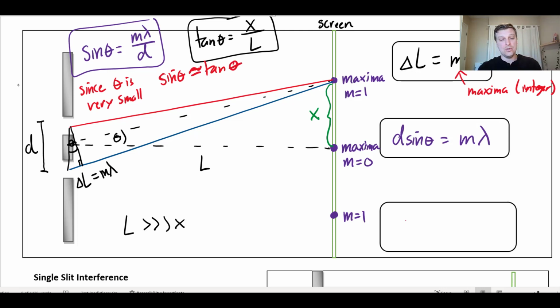So I can set these two things equal to each other and solve for x, and say x equals m lambda L over d. And so this gives you an idea of how you might calculate your distance for your interference pattern. Okay, so let's take a look now at single slit interference.